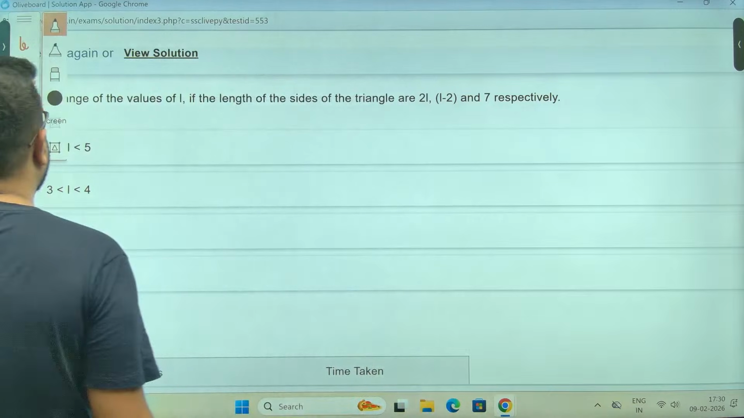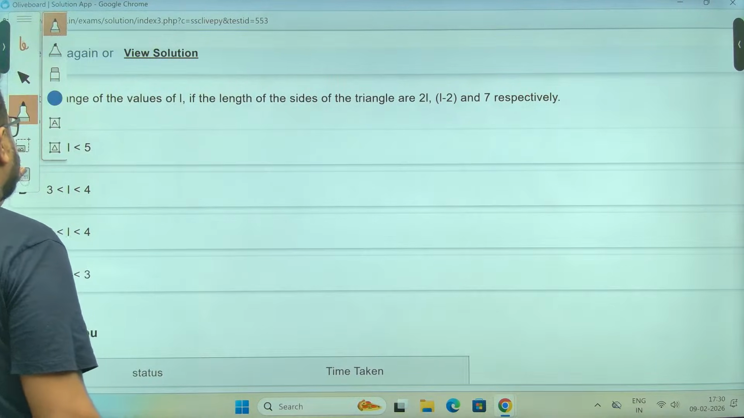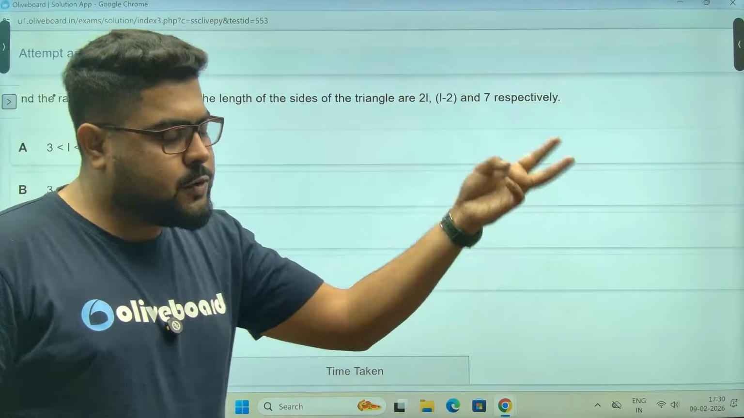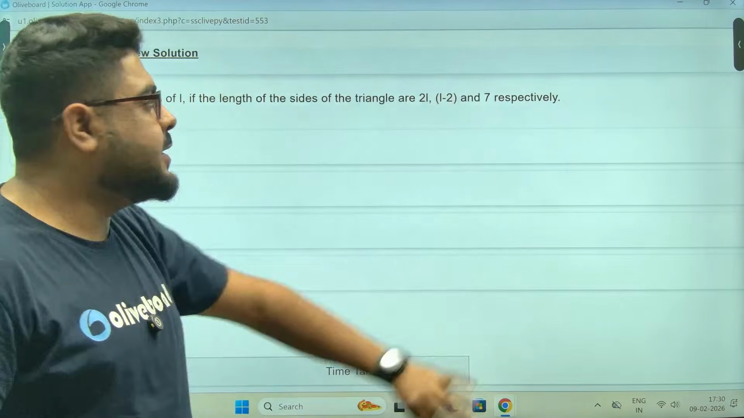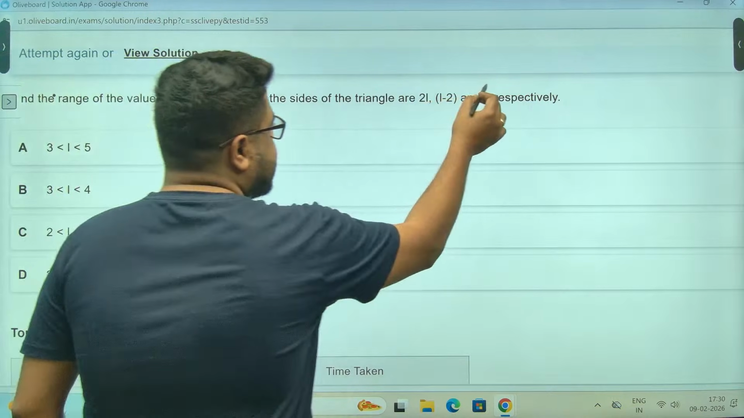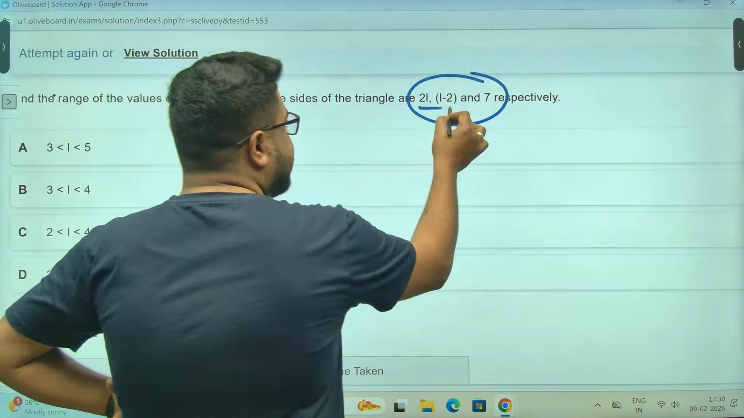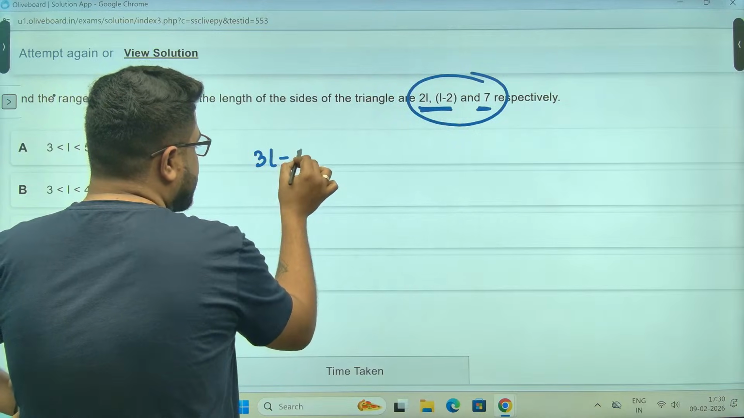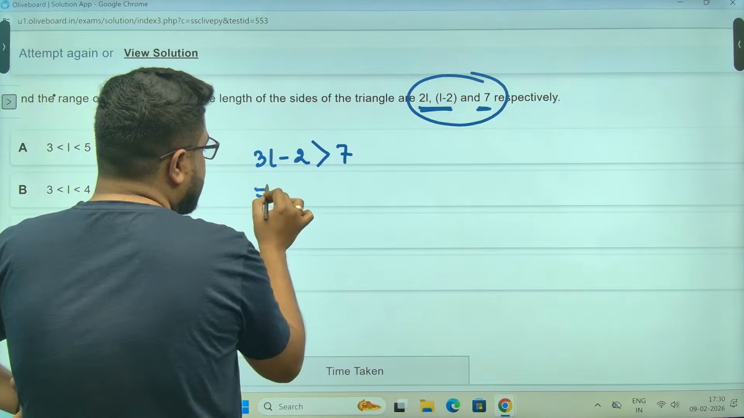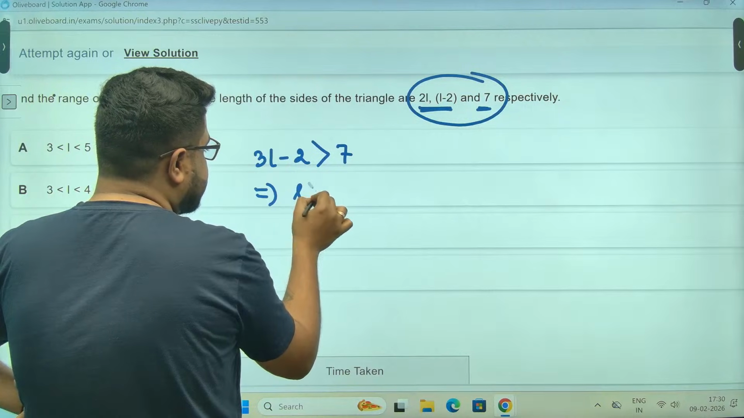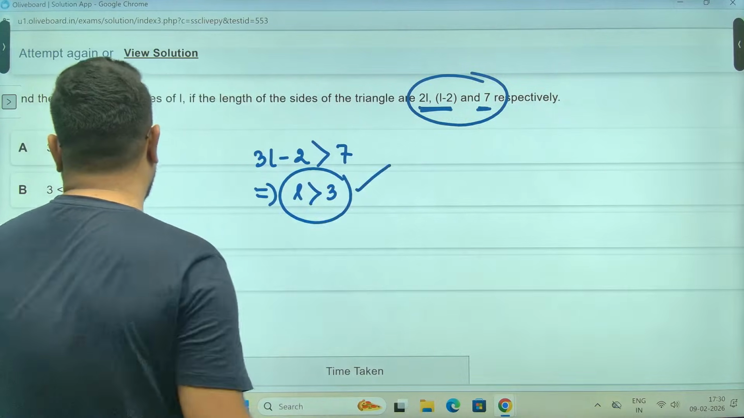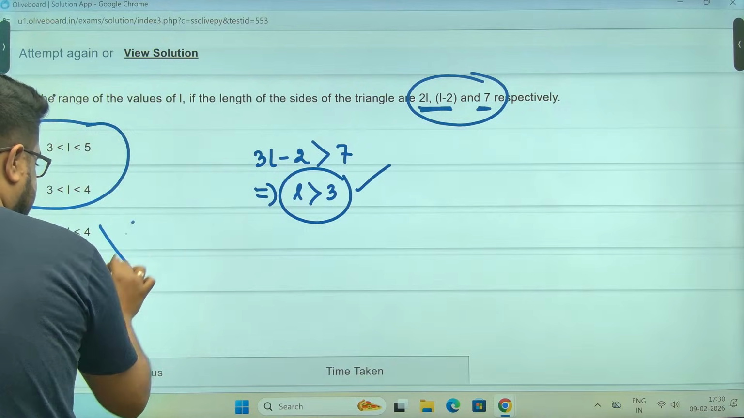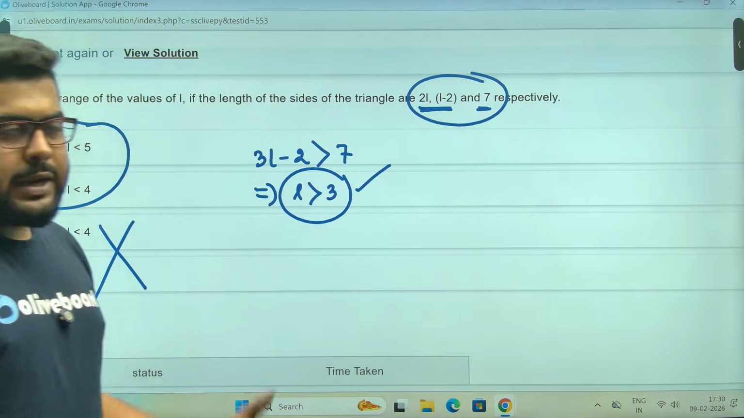Range of L. Sir, this is about triangles. For a triangle formation, there is only one logic: the sum of two sides must be greater than the third side. Use that. So these three are the sides. The sum of the first two sides must be greater than this. So 2L plus L minus 2 must be greater than 7. So 3L must be greater than 9, L must be greater than 3. Right? So 3 greater than L, meaning, sir, 1 and 2. Sir, options C and D are incorrect. It has to be between them.